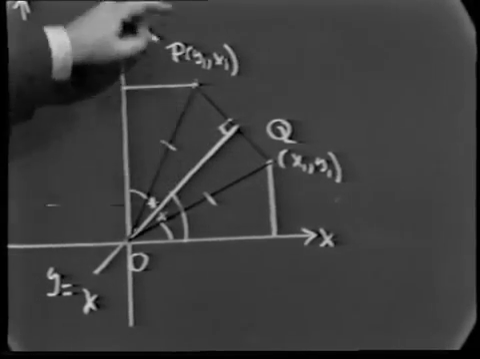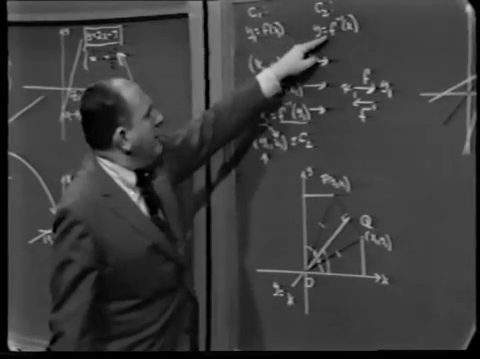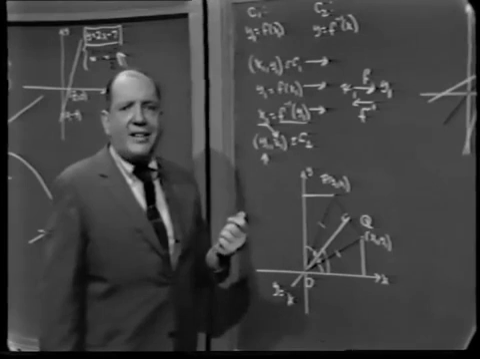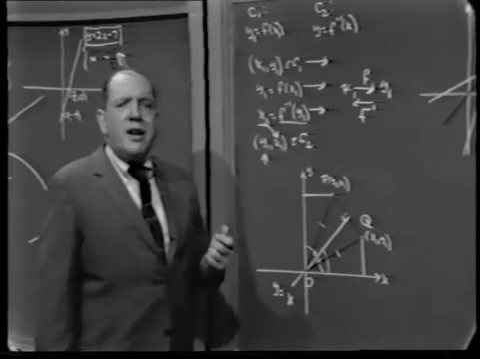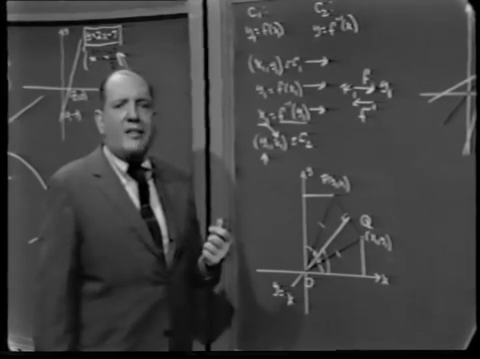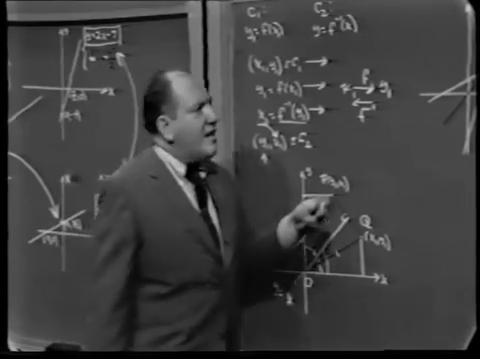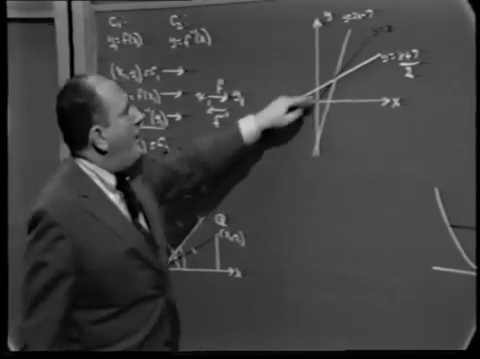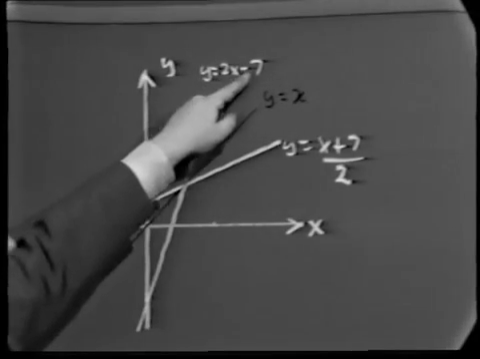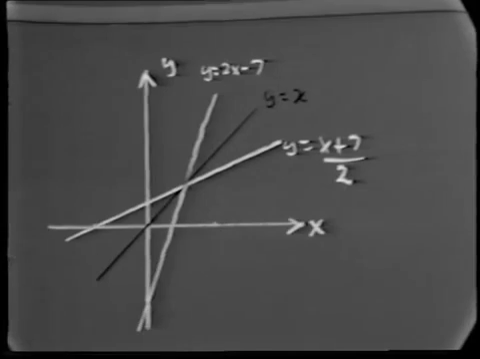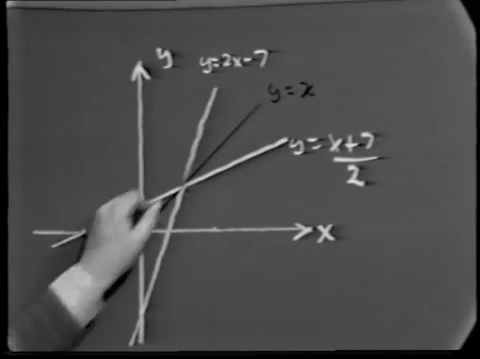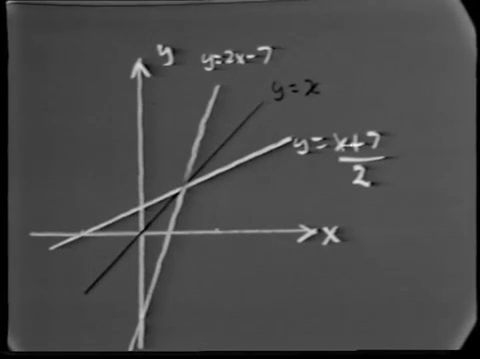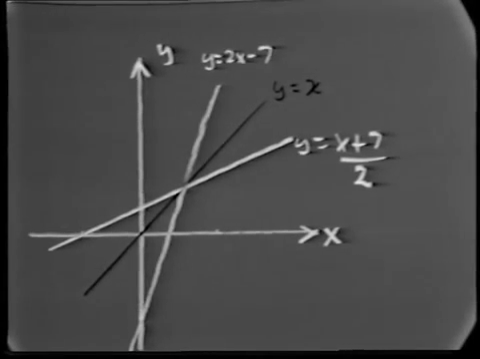In other words, going back to our original problem here, the curves C1 and C2 are related by the fact that they are mirror images of one another with respect to the line y equals x. That's exactly what I've drawn over here. In other words, going back to the problem of how are the curves y equals 2x minus 7 and y equals (x plus 7) over 2 related, the answer is they are mirror images of one another with respect to the line y equals x. They are symmetric with respect to that line.